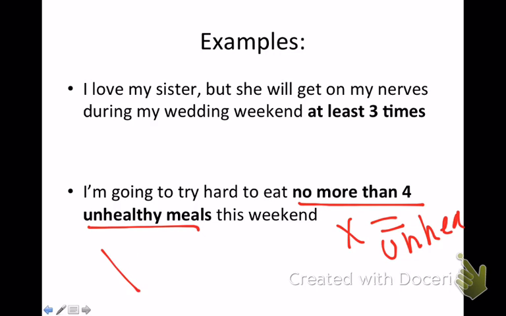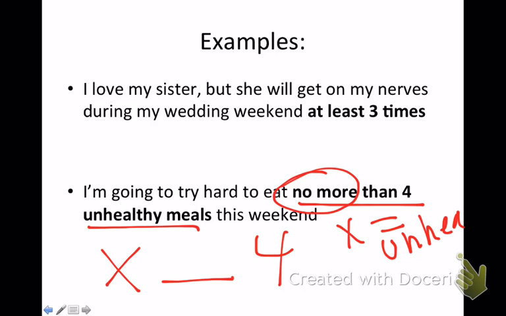then that means x could be exactly equal to 4. So I'm going to stick the line underneath it. I could eat exactly 4 unhealthy meals because I'm going to try to do no more than. That means that 4 is the top number of bad meals I want to eat.